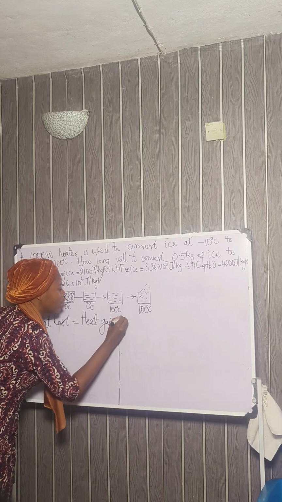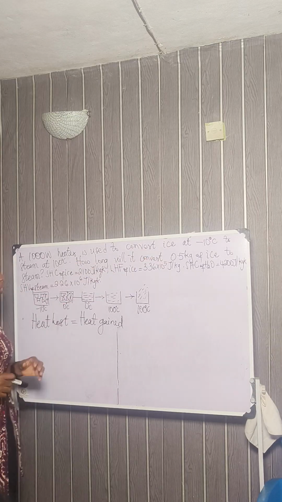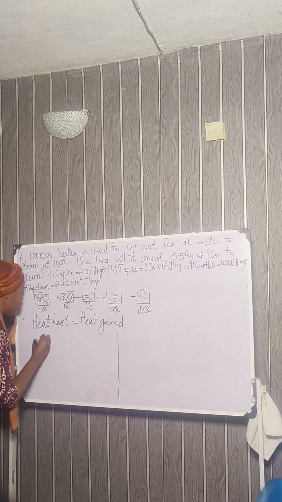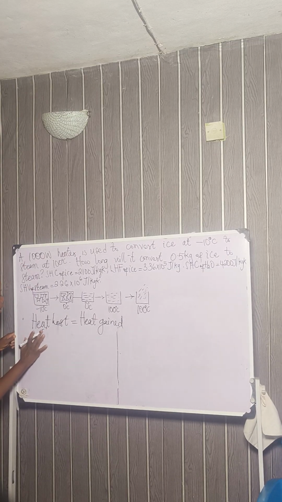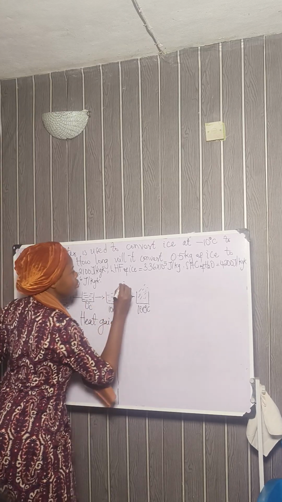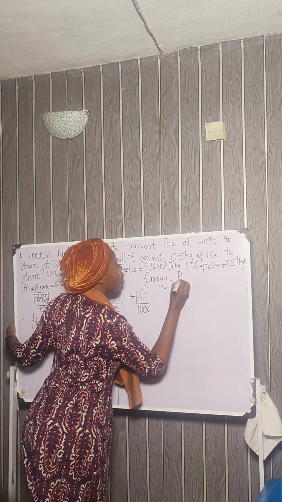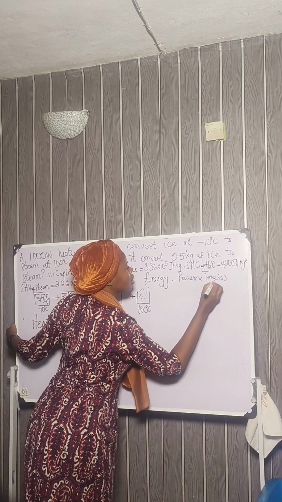Who is losing and who is gaining? From this place, you can see it is the 1000 watts heater that is losing heat to the ice. So we can see that heat loss, energy, is power times time. So PT, that's the formula for energy. Energy is power times time in seconds.